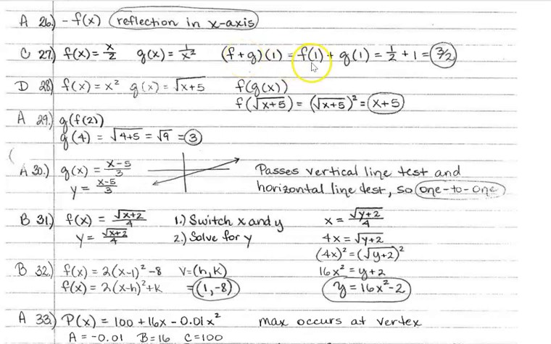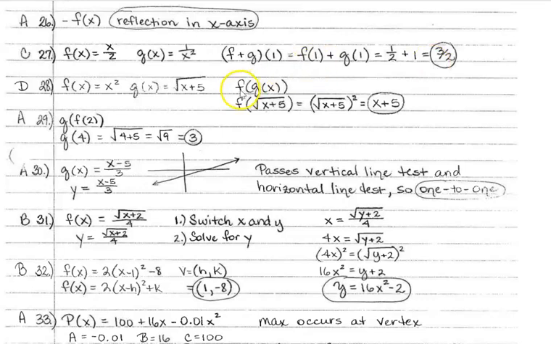All right, then for number 27, they asked me to find f plus g of 1. So that would just be f of 1 plus g of 1. So f of 1, that would be 1 over 2. G of 1, that would be 1 over 1 squared. So 1 over 2 plus 1 over 1 squared is going to give me 1.5 or 3 halves.